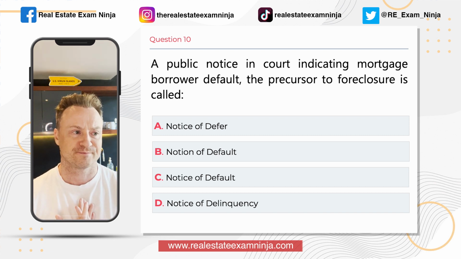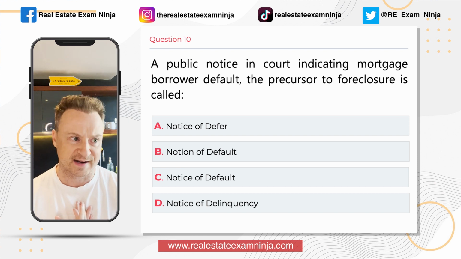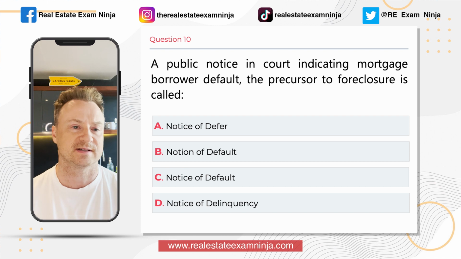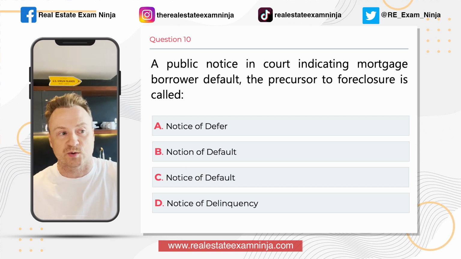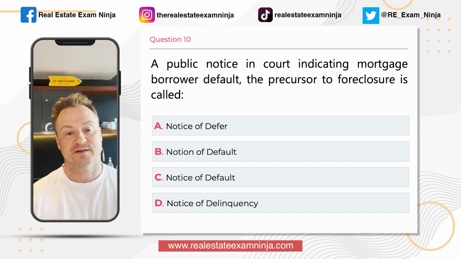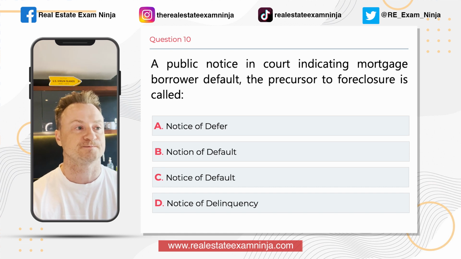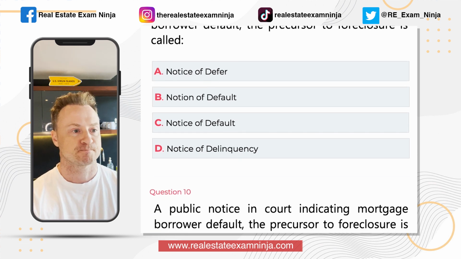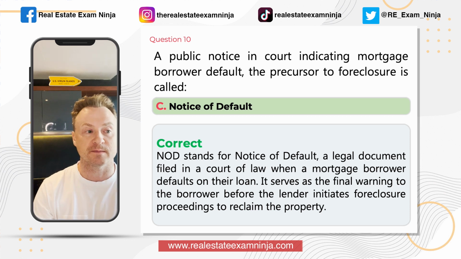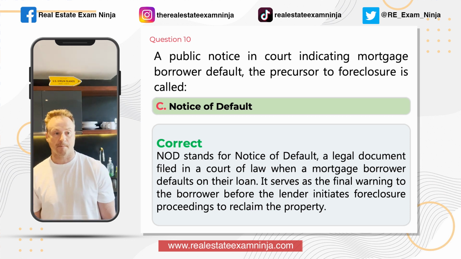Well, they've got it kind of tricky. This one's kind of tricky, but it's also kind of common sense. Because you are delinquent, but you're in default. That's what it is. Notice, for default, an NOD. It's the final warning before the borrower takes back the property.